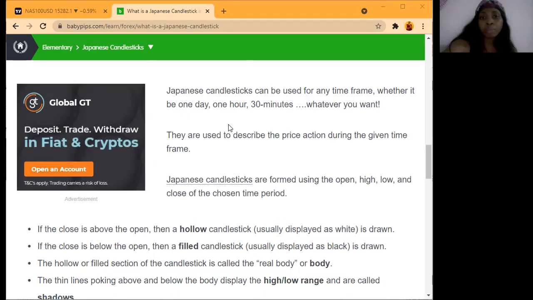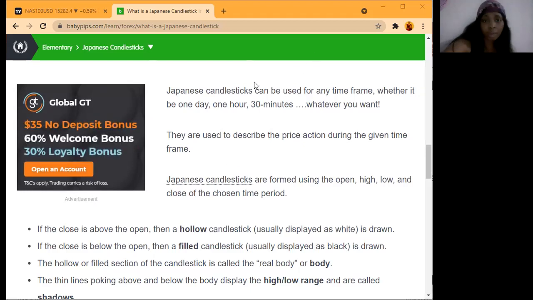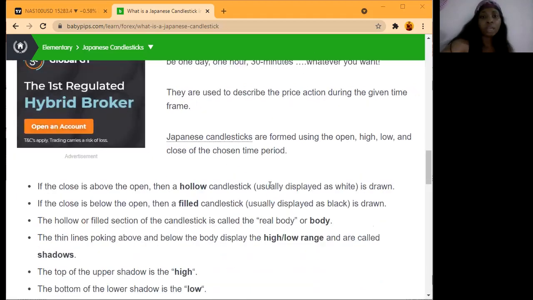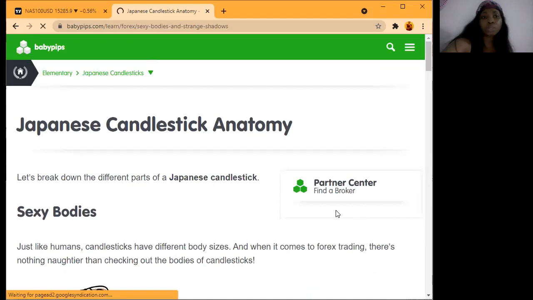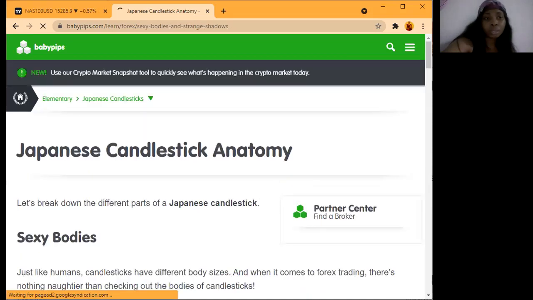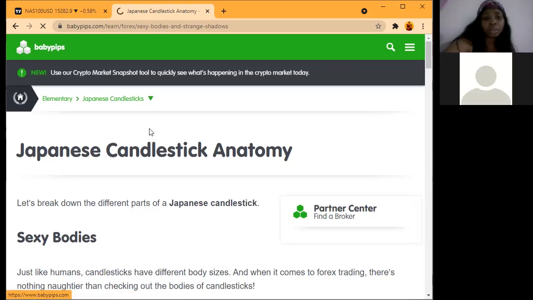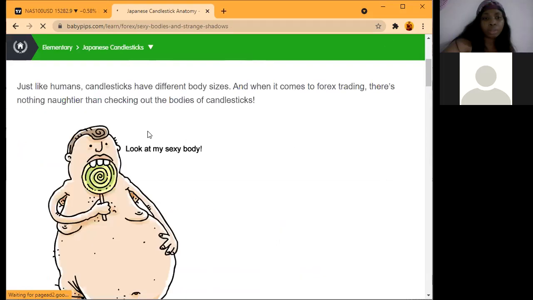And this candlestick can be used for any time frame, whether it's the 1 hour or 30 minutes, like I said. So let me move to here next. By the way, you can go to babypips.com. See here. Have you seen it? Okay. Babypips.com, and then learn whatever you want.